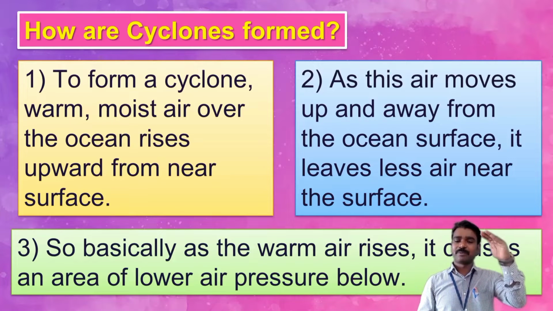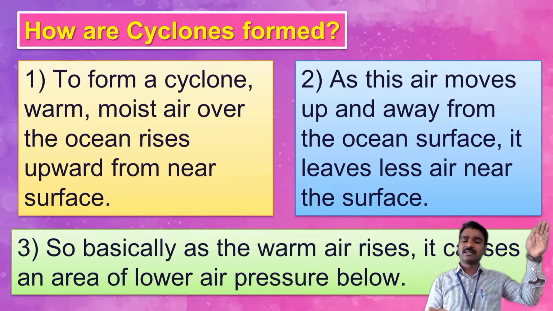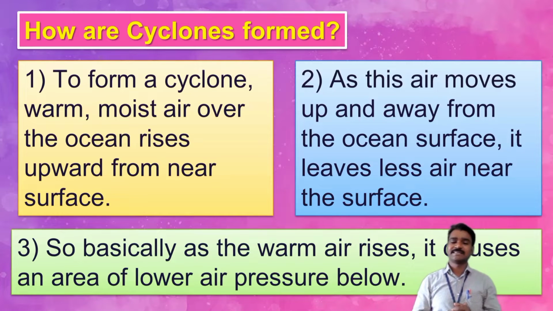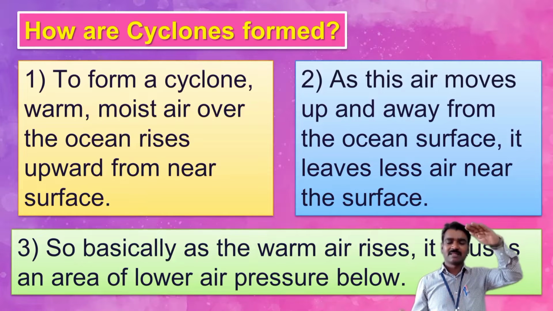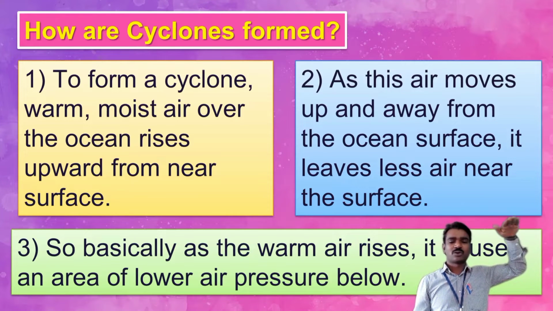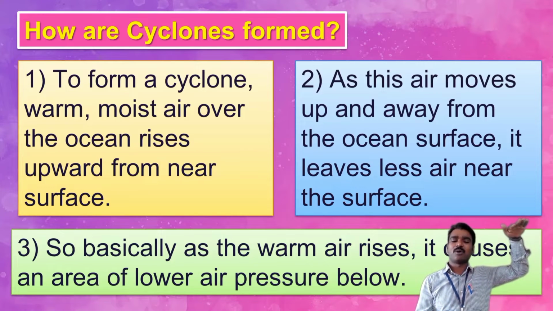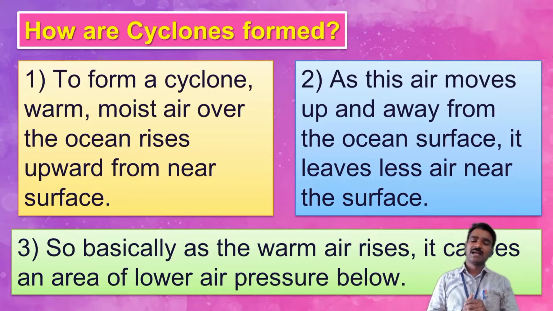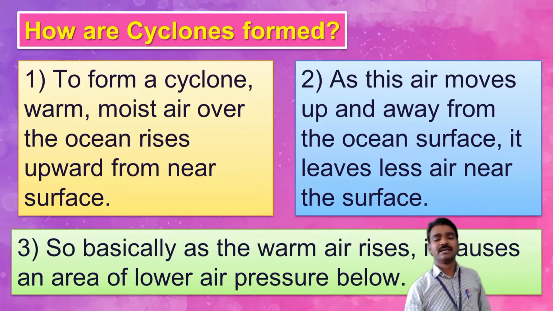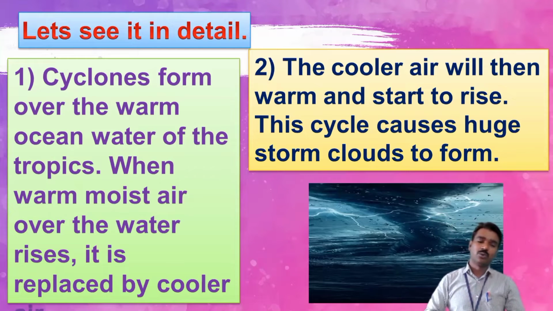So as it rises up and moves away from a surface, what does it leave behind? It leaves behind less air at that particular surface. So basically what happened, as the warm air rises, it causes an area of low air pressure. Okay, air has been warmed up and it has moved in the upward direction and away from that particular place. So as air has moved, less air remains there, and because of the lesser amount of air, a low air pressure zone has been created over the ocean, we can say.